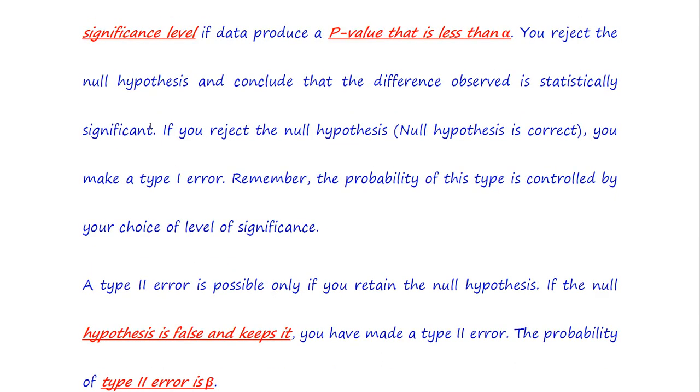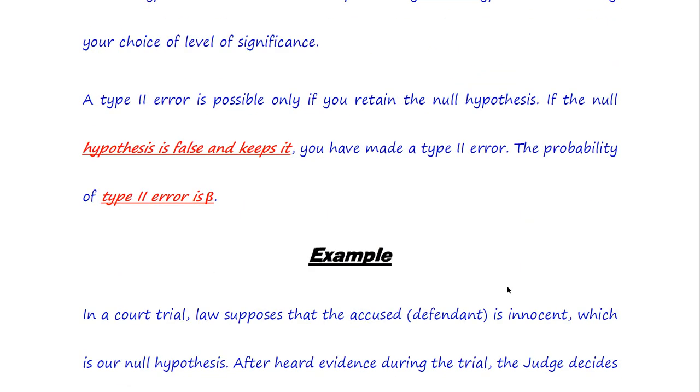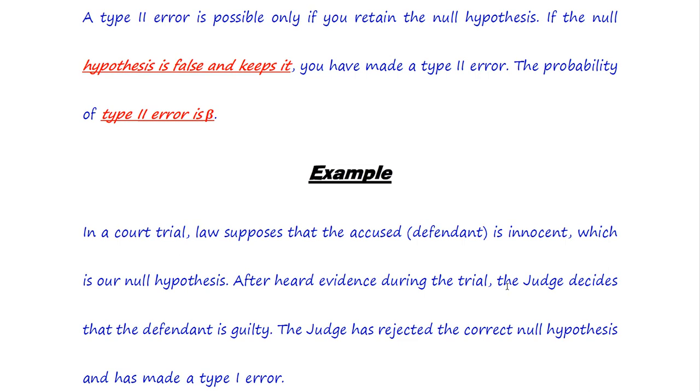A type second error is possible only if you retain the null hypothesis. So the important point is, type second error is possible only if you keep the null hypothesis. If the null hypothesis is false and we keep it, we make type second error, and mathematically the type second error is denoted by beta. Here is the example to understand type first and second error from daily life.